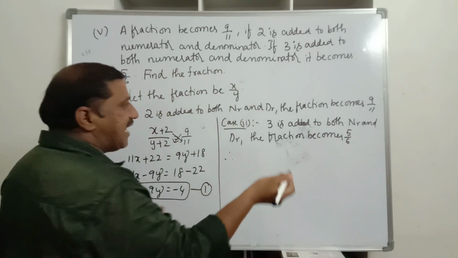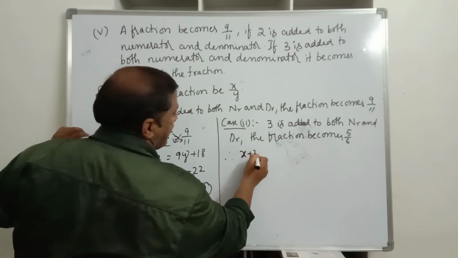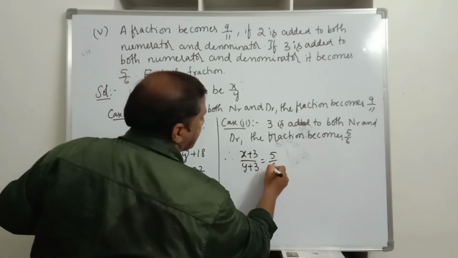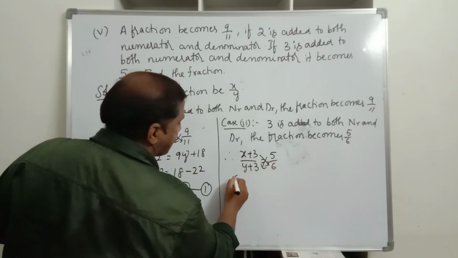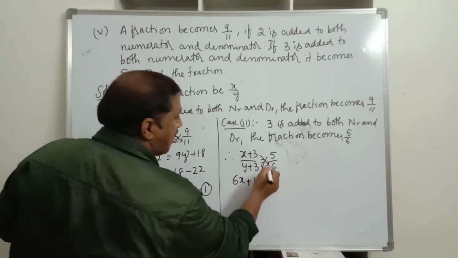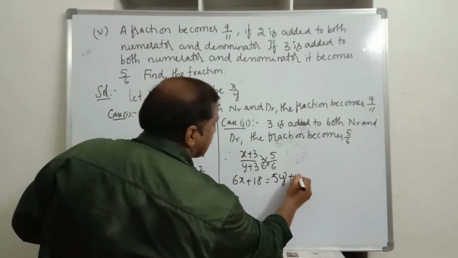Therefore, 3 is added to the numerator. The numerator is x. Therefore, it is x plus 3 divided by y plus 3, that is equal to 5 by 6. Again, by cross multiplication, what do we get? 6 into x is 6x plus 3 into 6, 3 sixes are 18. Similarly, 5 into y is 5y plus 5 into 3, it is 15.